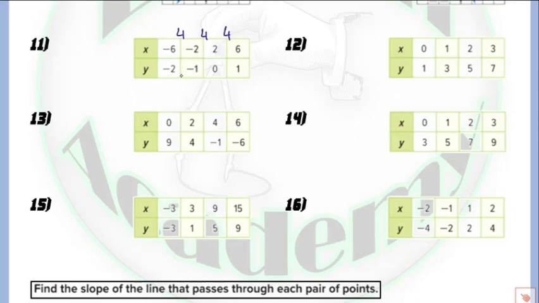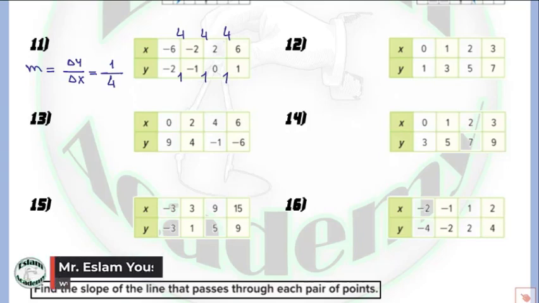Negative 1 minus negative 2 equals 1. 0 minus negative 1 equals 1. 1 minus 0 equals 1. It means the rate of change is constant, so we have a linear relation. To find the slope, it will be equal to the change of y over the change of x. The change of y, which is 1, over the change of x, which is 4. So the slope will be equal to 1 over 4.